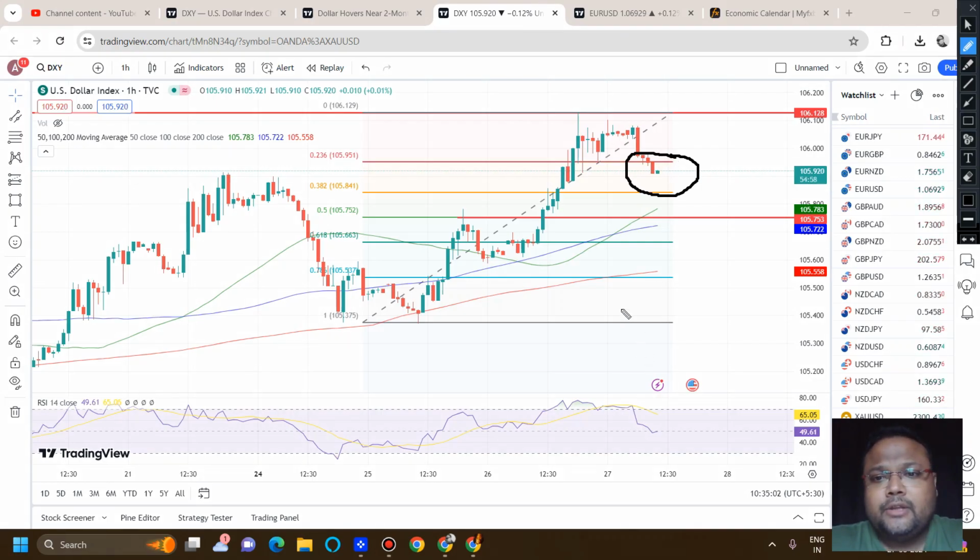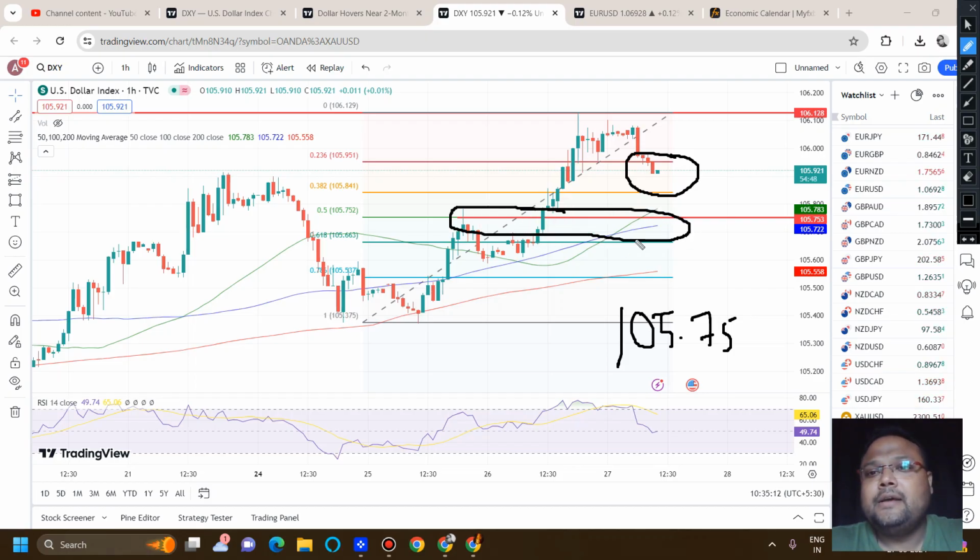So if the correction continues, we can expect 105.75 to be the next support, where we have the FIBO 50 plus previous resistance acting as support. Along with that, we also have multiple dynamic supports. So if the correction continues, obviously we can expect the buyers present around 105.75 to hold the market. And if DXY bounces from here, reverses from here, obviously we will see selling pressure on Euro USD, GBP USD again. So you need to plan your trades accordingly.